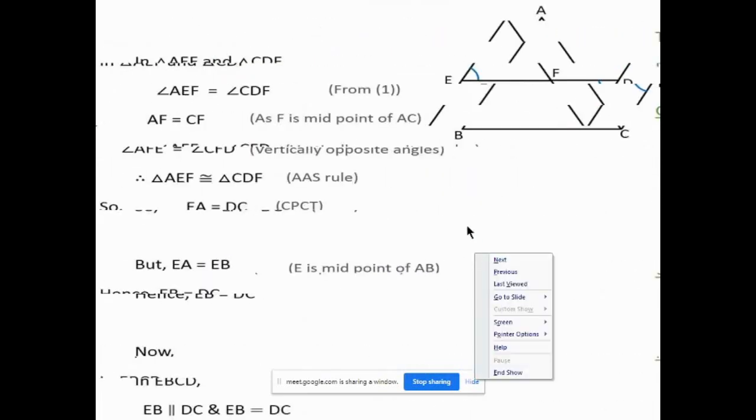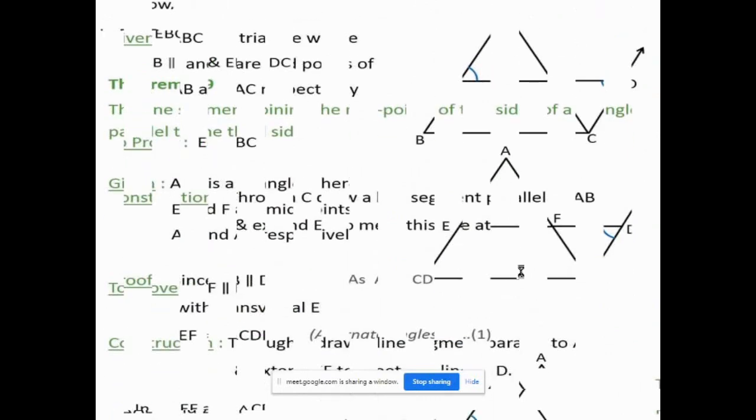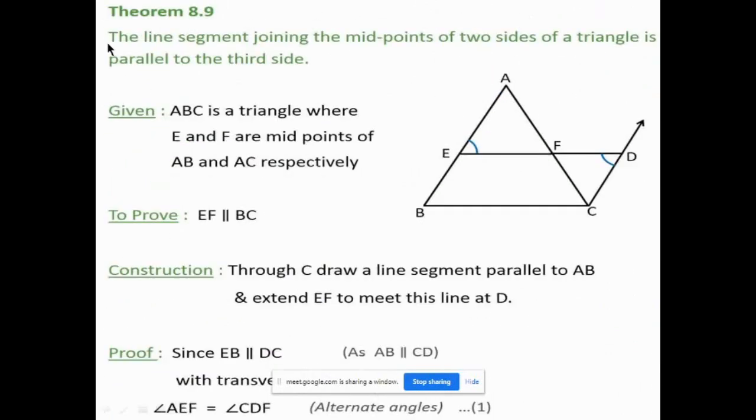Now today we'll be proving the midpoint theorem. This is the midpoint theorem on your screen. The statement of this theorem says the line segment joining the midpoint of any two sides of a triangle is parallel to the third side.